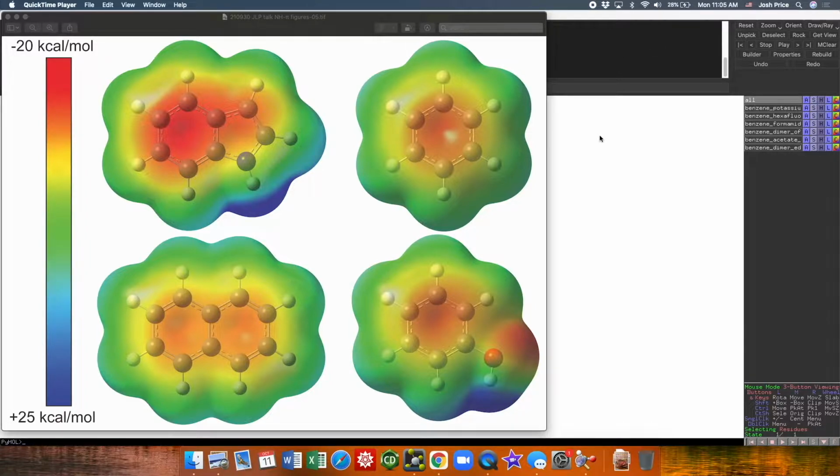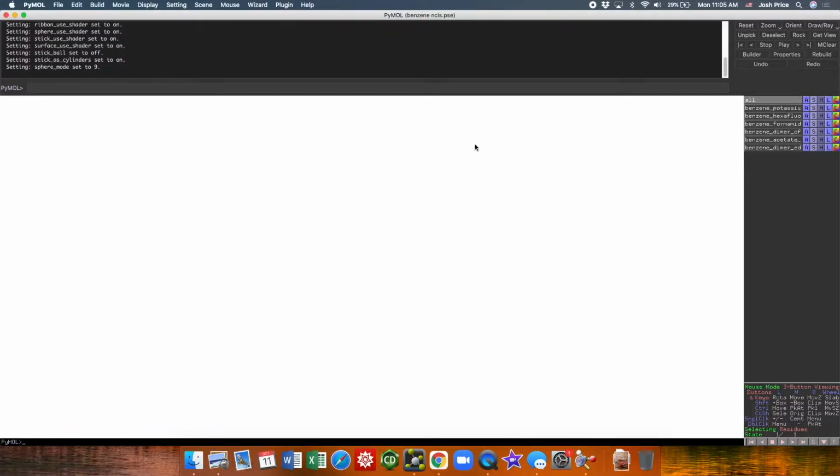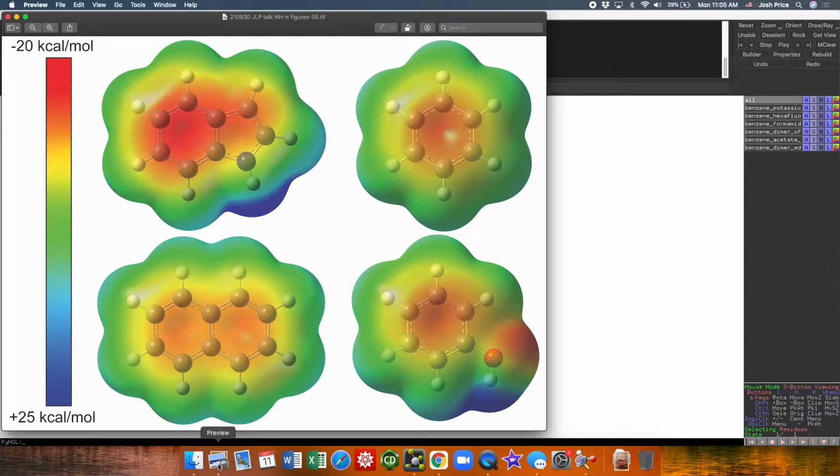So let's see. Did I miss anything about that? So, wait, I want to go back to that. So let's just start with interacting a benzene ring, say, with itself. How do you imagine that interaction would look? Got some ideas, got some options.